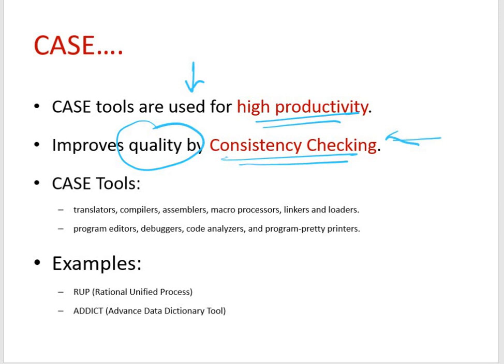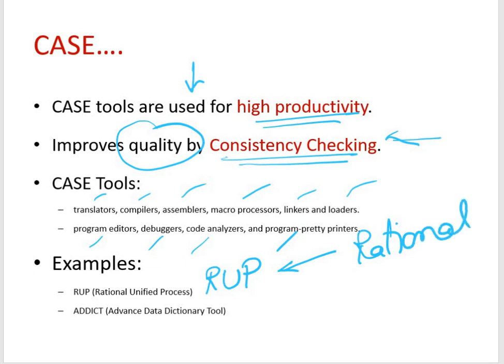Let's take some examples of CASE tools. So you have translators, compilers, assemblers, macroprocessors, linkers and loaders and whatnot. And then we have program editors, debuggers, code analyzers, program pretty printers, and so on and so forth. Some of the examples are RUP, Rational Unified Process, right? Initially it was from Rational, then IBM took over Rational. So RUP is a very common CASE tool. Your Edit is an advanced data dictionary tool, so it helps in taking care of the words or keywords used.